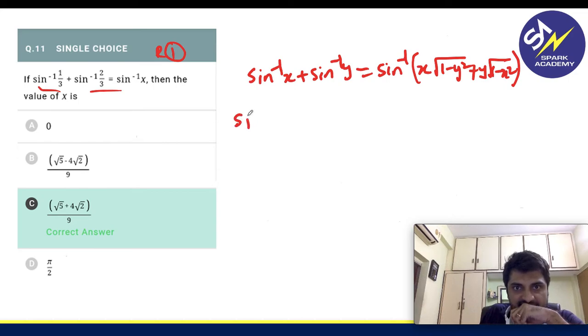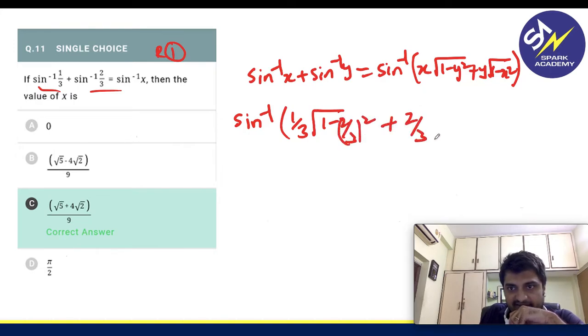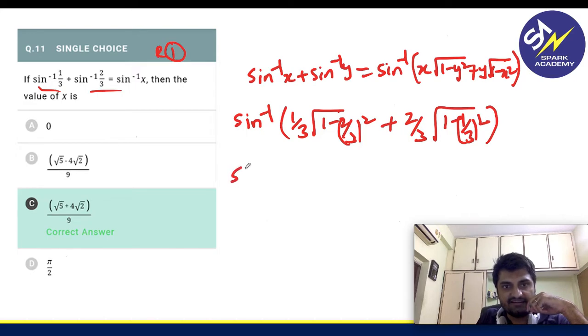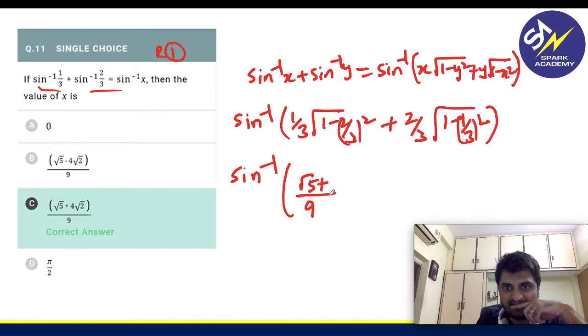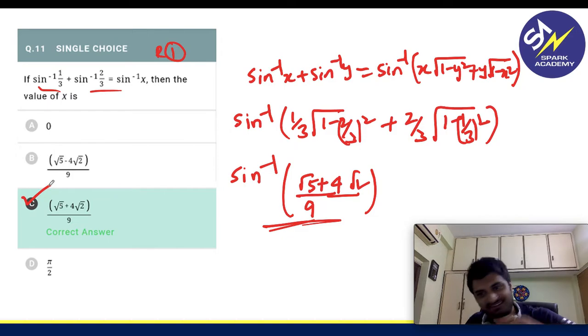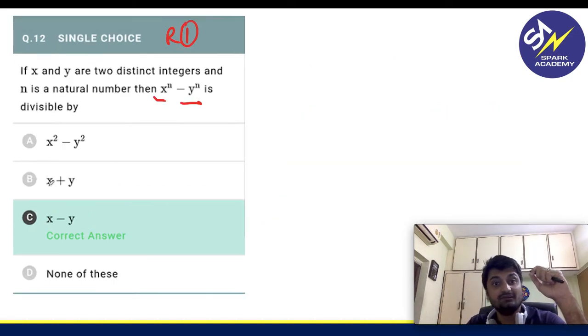So how will I write this now? Sine inverse x is 1 by 3 under root of 1 minus 2 by 3 whole square plus 2 by 3 under root of 1 minus 1 by 3 whole square. So this I can write sine inverse of, what is this? 3 by 9, so 1 by 3, 1 by 3, this will be 9. 9 minus 5 is 5, so root 5. Plus you will get, what is this again? 9 minus 5 is 5. So this will be 4 root 2 by 9. Sine inverse cancelled. Laddu question, right? Easy, simple, straight.